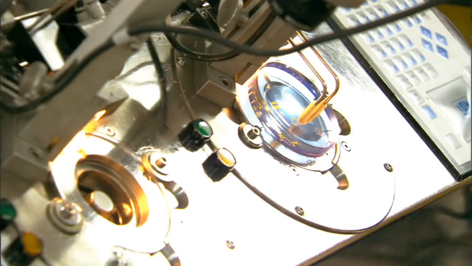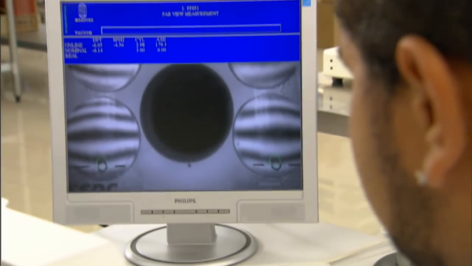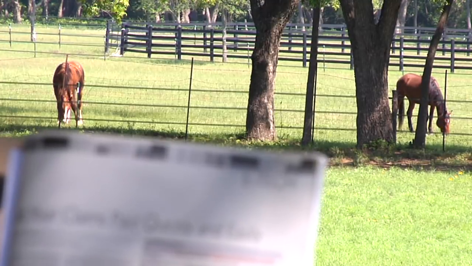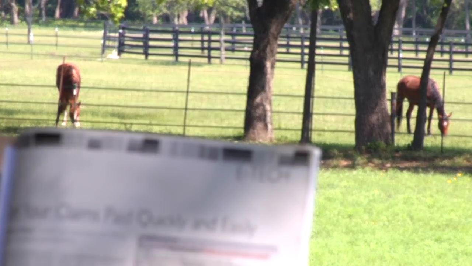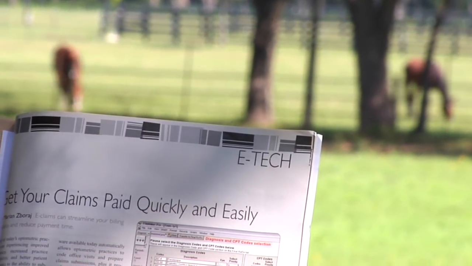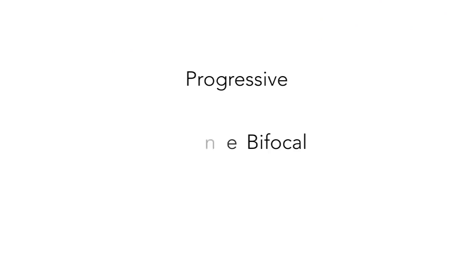The other option is progressive or multifocal lenses. In the last 20 to 25 years, advances in lens technology have allowed us to create a lens that can focus both far and near without any bifocal line. These lenses are called progressive or no-line bifocals.